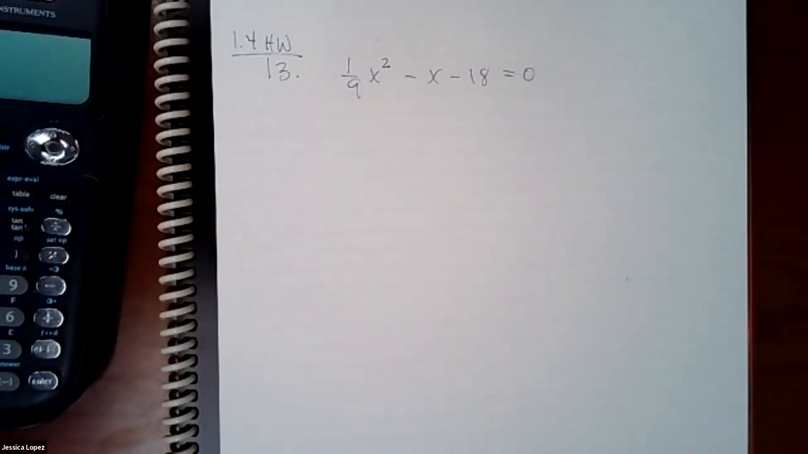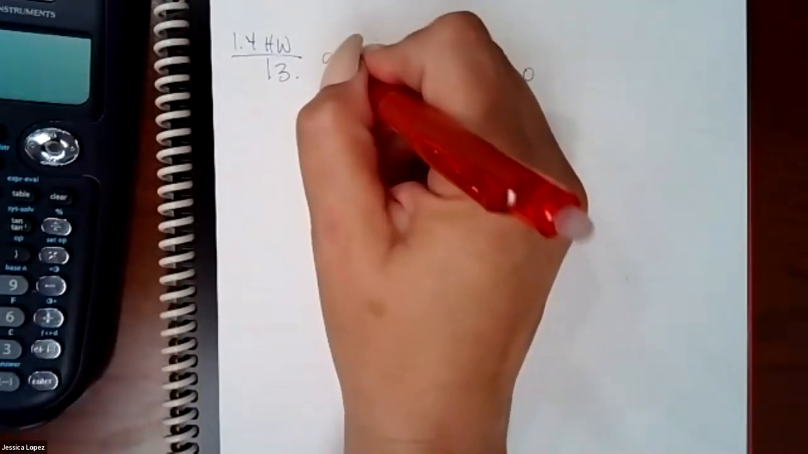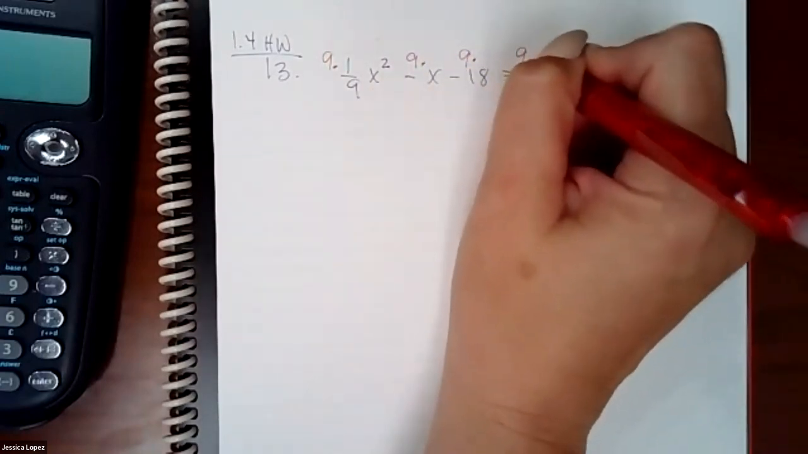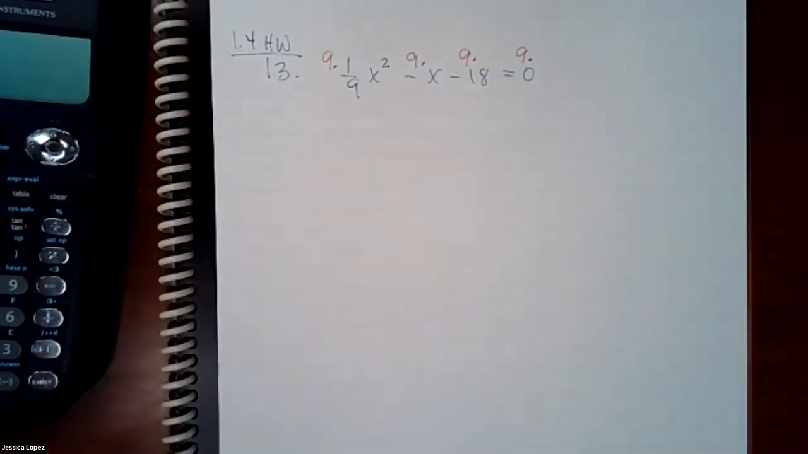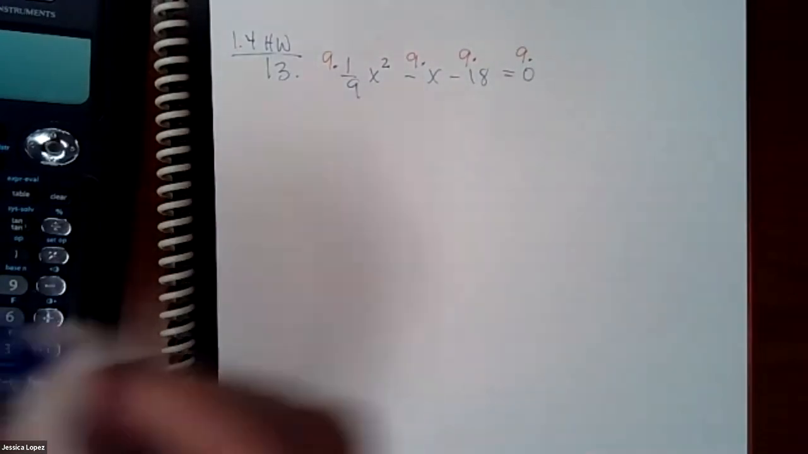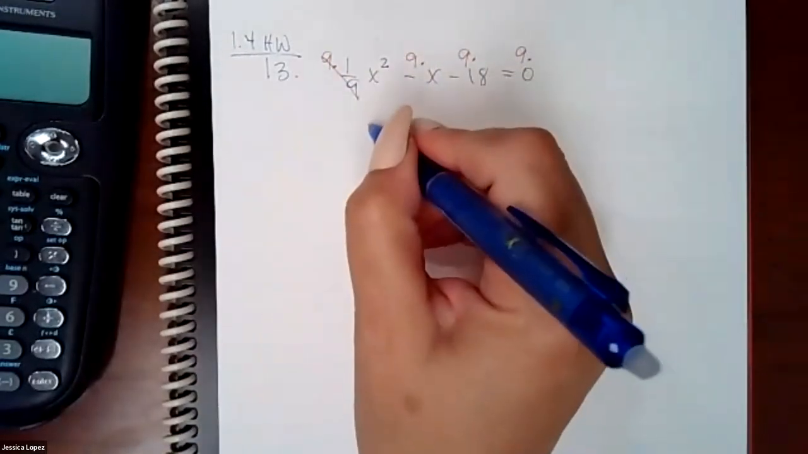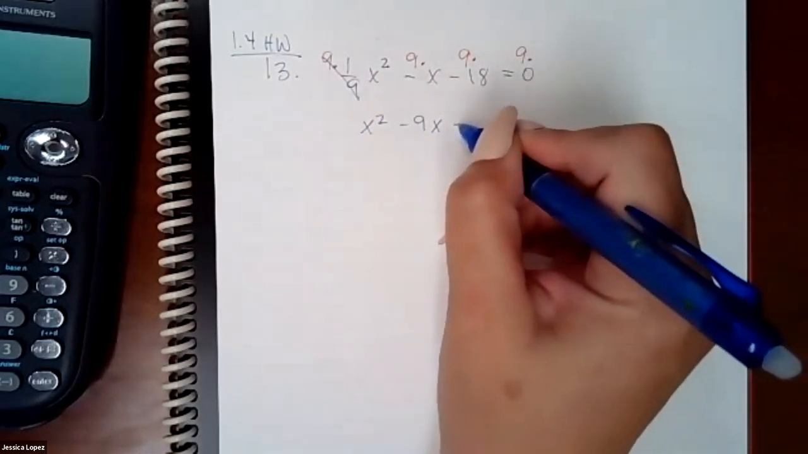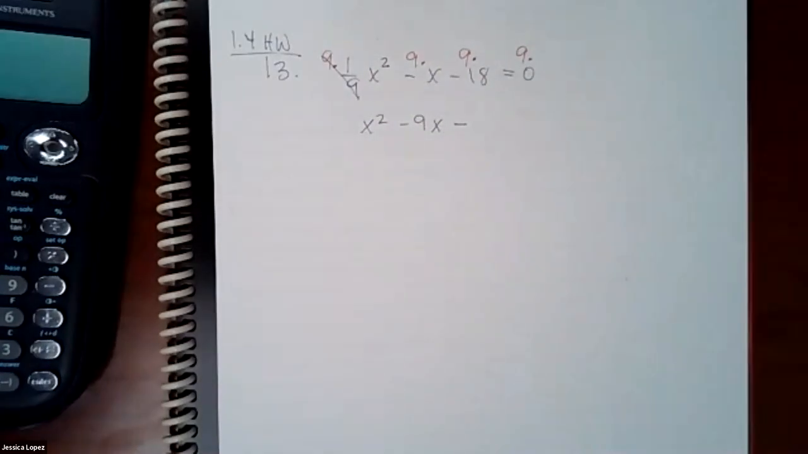You can always get rid of fractions by multiplying every single term in the equation by the common denominator. And since there's only one denominator in this whole problem, that's going to be what I multiply everybody by. So I'm going to multiply everybody on both sides by this 9. And what happens here is those cancel and I get 1x squared. Here I get negative 9x. And here I get who knows what, I think 162.